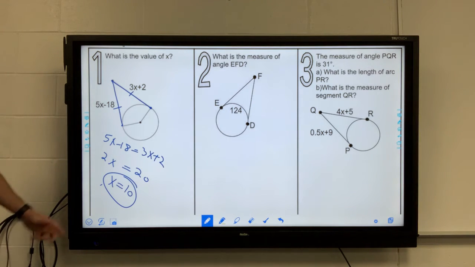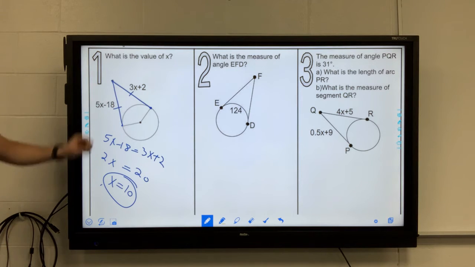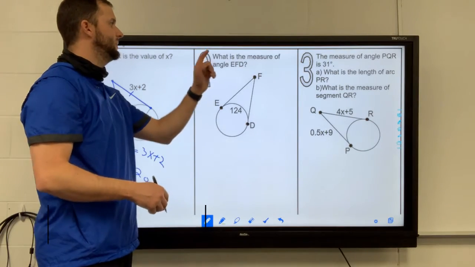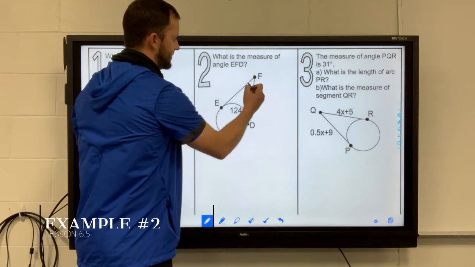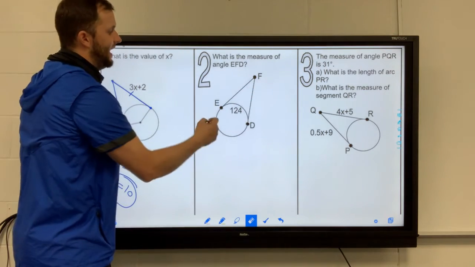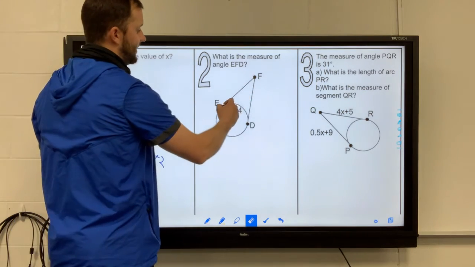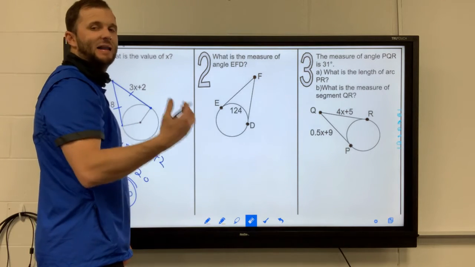Okay? So again, two tangent lines meeting outside the circle are congruent. Okay? Let's jump over to example number 2. On example number 2, it wants me to find the measure of angle EFD. So EFD, it wants me to find this guy right now. So I know if I want to find EFD, I need to take the two intercepted arcs, subtract them, and then divide it by 2.